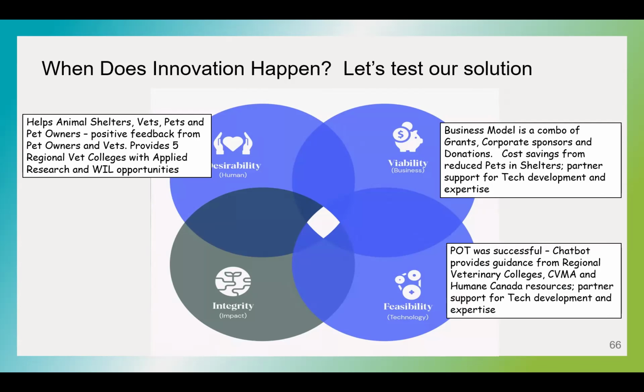The proof of technology was successful. The chatbot provides guidance from regional veterinary colleges, the Canadian Veterinary Medical Association, and Humane Canada resources, with partner support for tech development and expertise, and of course, better lives for pets and owners and a healthier pet industry.